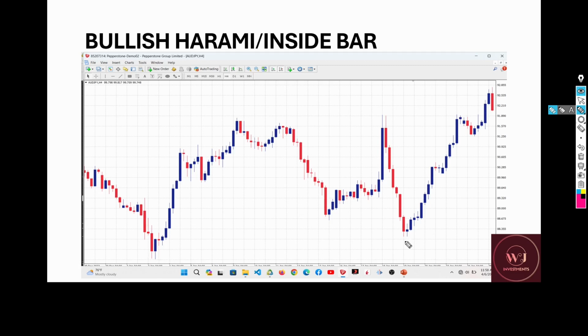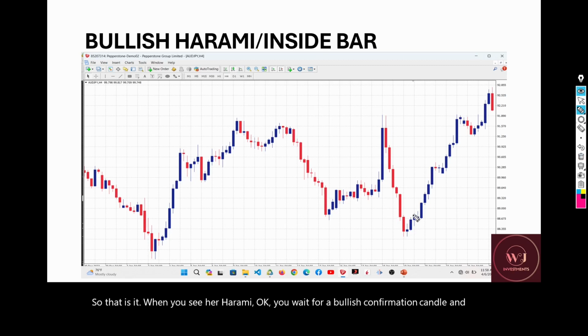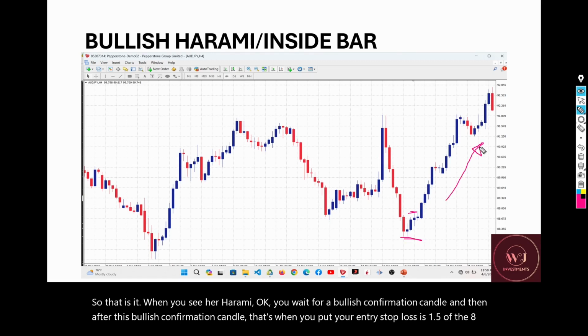So that is it. When you see a Harami, okay, you wait for a bullish confirmation candle, and after this bullish confirmation candle, that's when you put your entry. Stop loss is 1.5 of the ATR, and then you can catch the wave down.